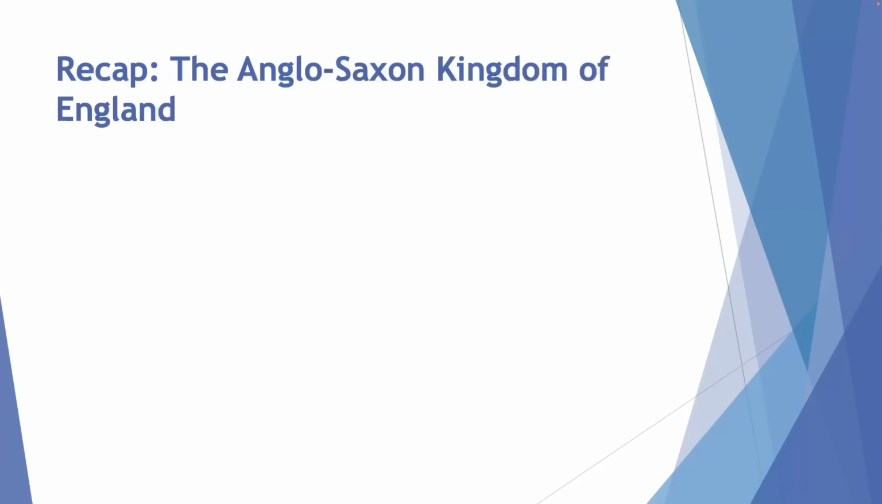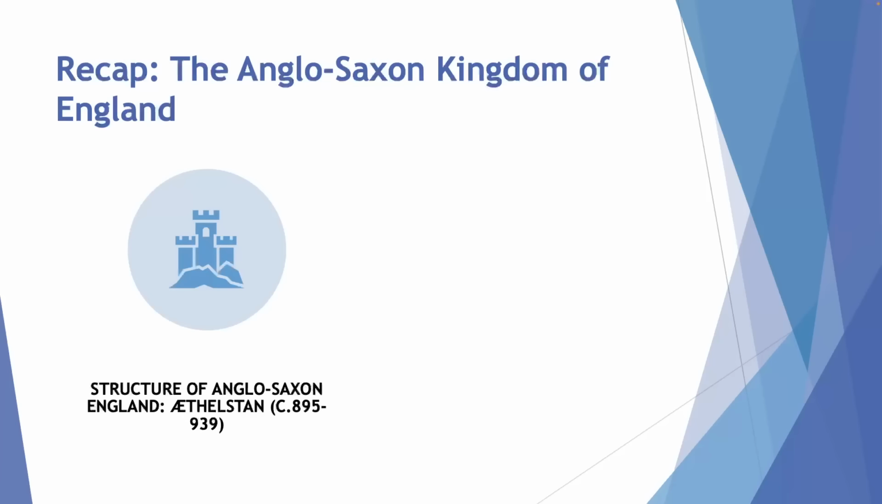And so what I'm going to do is begin by taking a brief recap of the Anglo-Saxon Kingdom of England, the Anglo-Saxon period. Before the Norman conquest, we see that England was ruled by a number of Anglo-Saxon kings. Now, England as a unified concept really begins with King Aethelstan in around 895 to 939 AD.